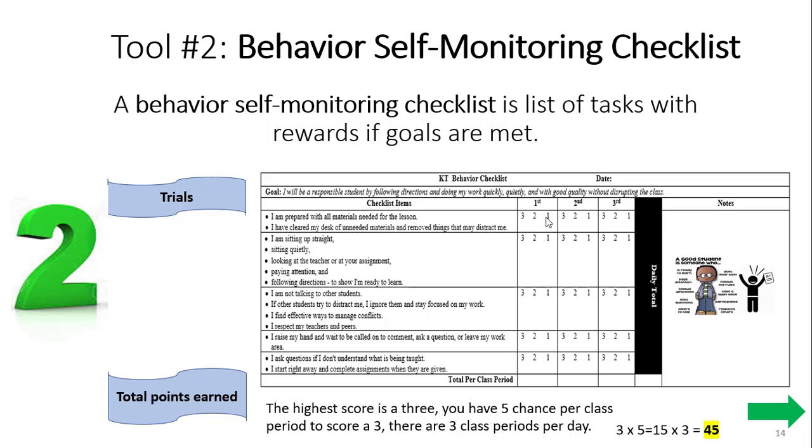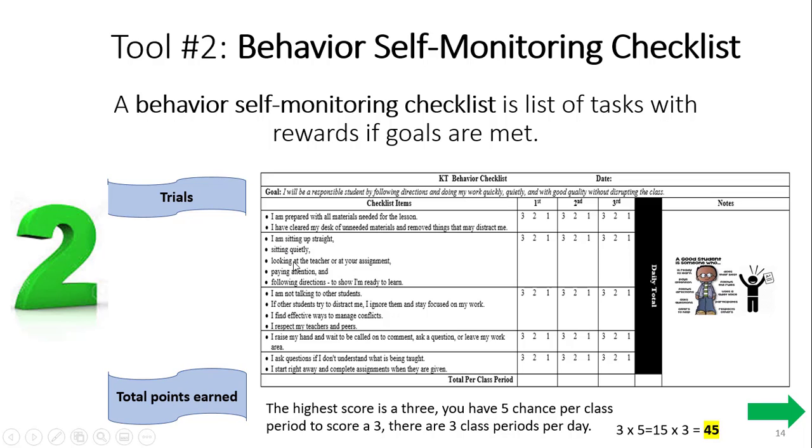If you said 2, the behavior self-monitoring checklist, you're exactly right. This is associated with your goal. Your goal is multifaceted, meaning that there's a lot of checklist items to deal with, but you also have a rating score to rate how well you are meeting all of these checklist items. So if I read these checklist items to you, I'm prepared with all the materials for the lesson, and I've cleared my desk of unneeded materials and removed things that may distract me.